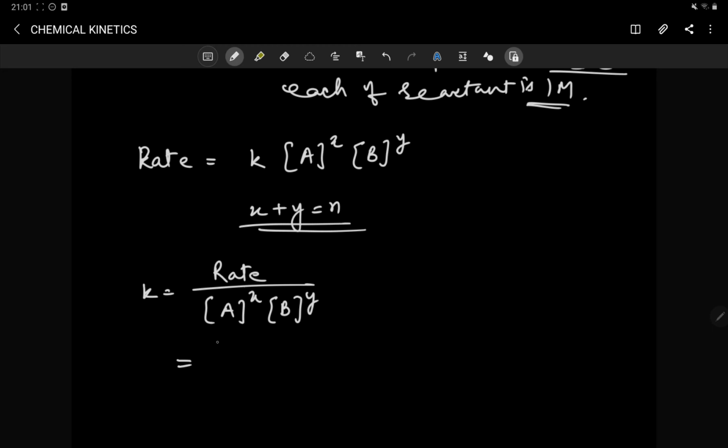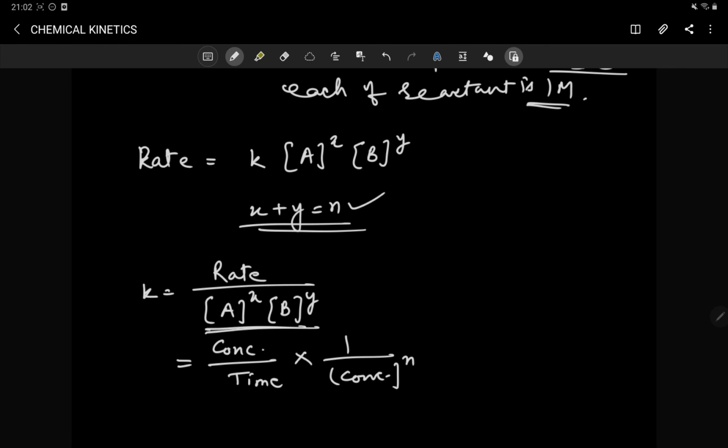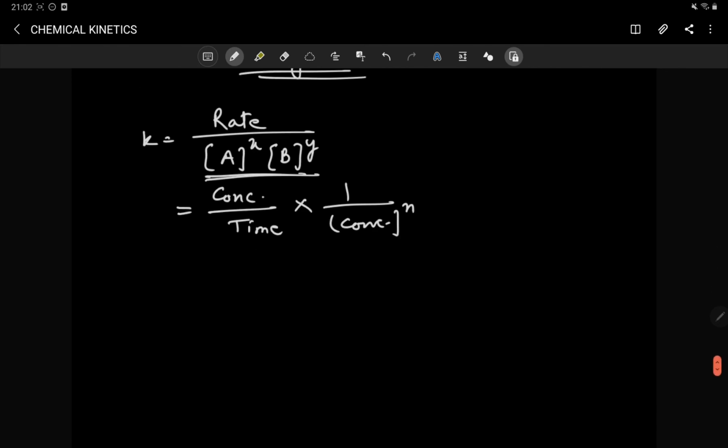What is the unit for rate? Rate is concentration per unit time, the change in concentration per unit time. So the units of rate will be concentration divided by time, and the units of the rate constant involve 1 upon concentration raised to the power X plus Y, which is N. N is the order of reaction. So accordingly we can find out the units.